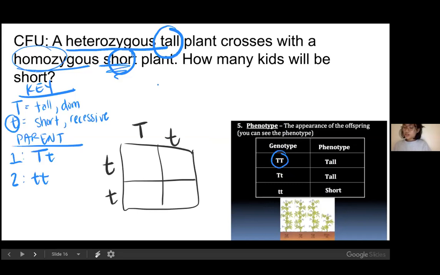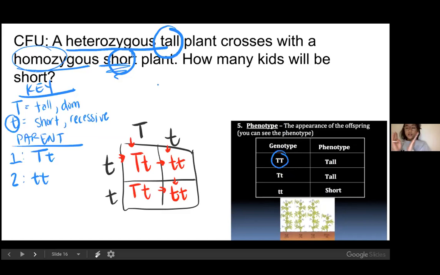Go ahead and cross this first box. Yep, that's big T and little t. Now cross the second box. Little t and little t. My third box would be little t and little t. And my last box, what would my last box be? That would also be little t and little t.